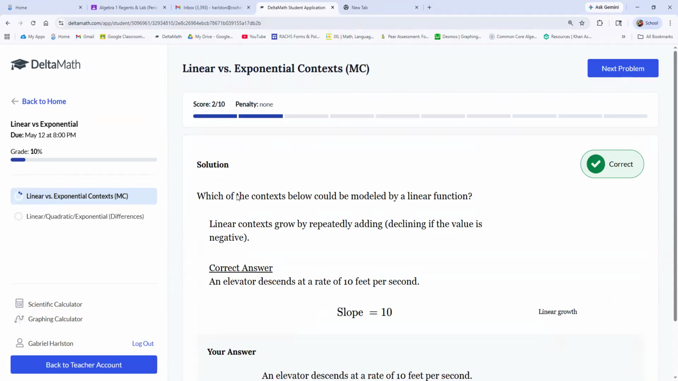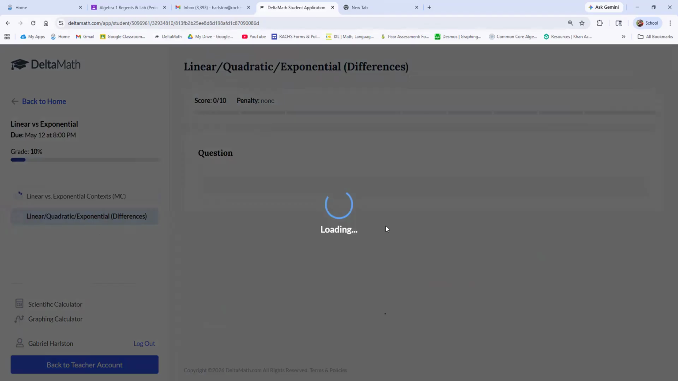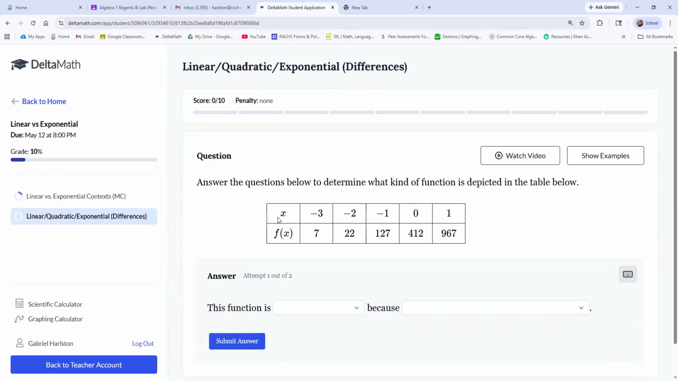All right, now let's go to the next part of this. Now this one is, they're giving us tables and they want you to determine if it's linear, exponential, or neither, right? So if you look at this, let's see, I'm gonna do a quick snip so we can do a little work here.